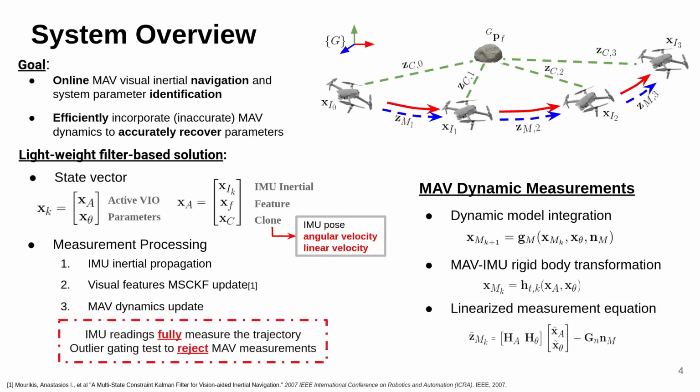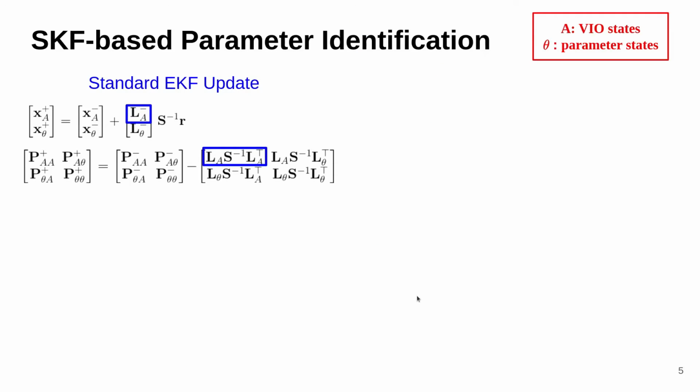A natural question here will be, why do we propagate the state using IMU dynamics instead of the MAV dynamics? Compared to MAV dynamics, the IMU can fully capture the 6-DOF trajectory evolution. This also allows us to perform outlier gating tests to reject invalid measurements and ensure system consistency. After we get the linearized measurement equation, we can perform the standard EKF update. It will update the mean of both states and their full covariance.